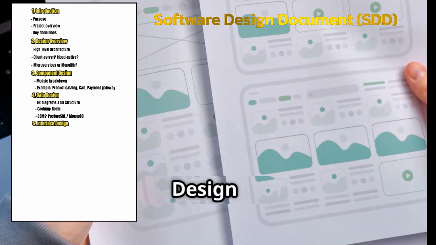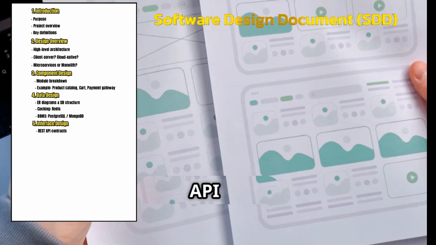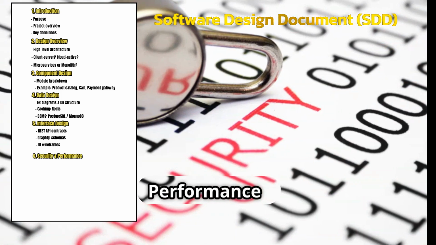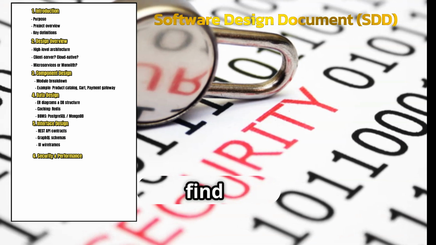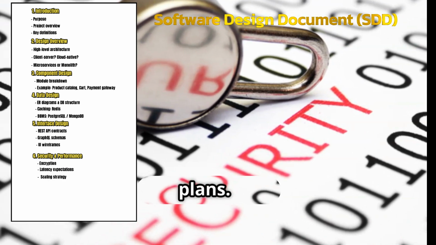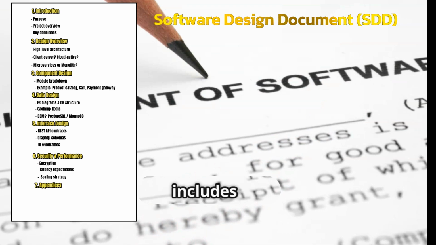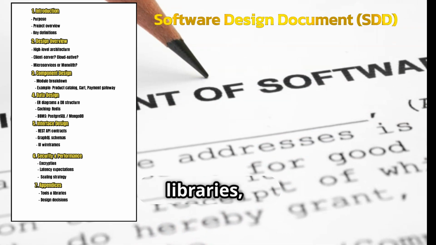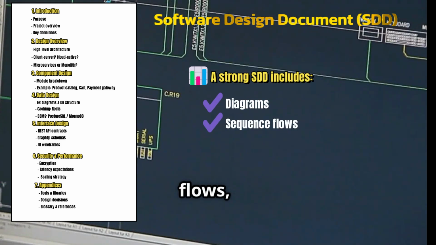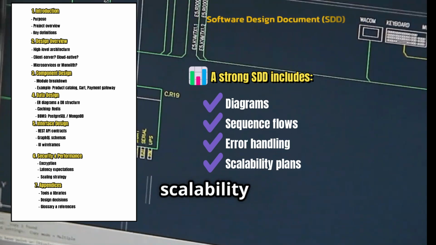Next up is interface design. This section covers REST API contracts, GraphQL schemas, and UI wireframes. Security and performance considerations come next. Here you'll find details on encryption methods, latency expectations, and scaling plans. Finally, appendices. This section includes tools used, libraries, design decisions, glossary, and references. A good SDD includes diagrams, sequence flows, error handling strategies, and scalability plans.